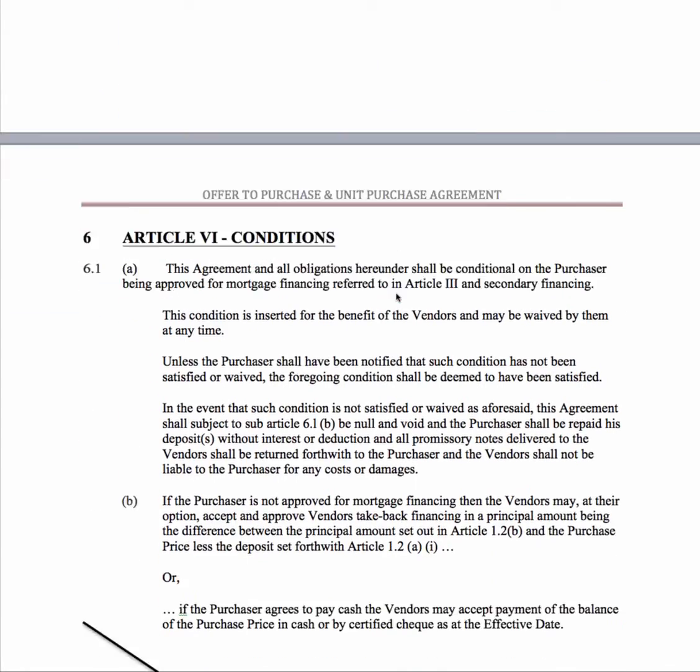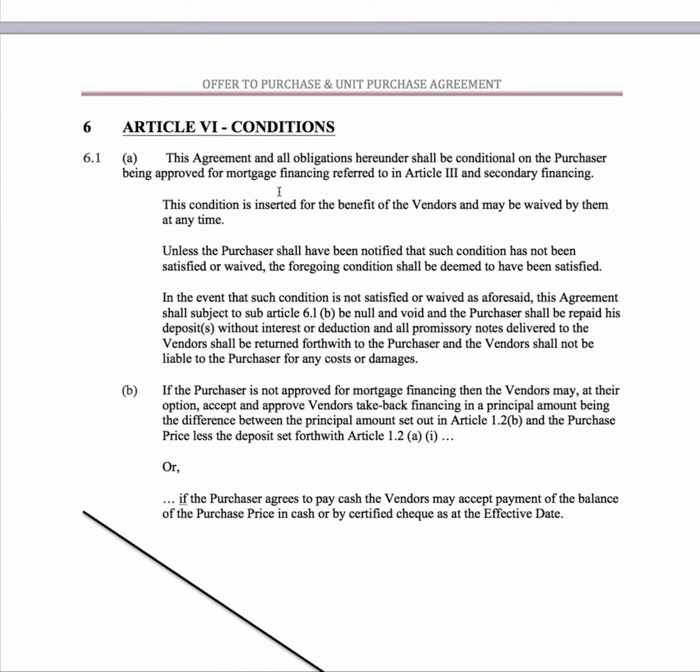Same basic contract. Condition: this agreement and all obligations shall be conditional upon the purchaser being approved for first mortgage financing and secondary financing. This condition is inserted for the benefit of the vendor, naturally. If you don't qualify for your first mortgage in any way, the transaction will not occur. It's as simple as that.